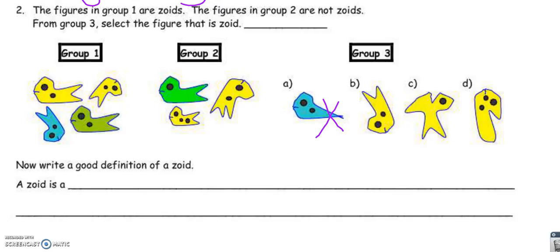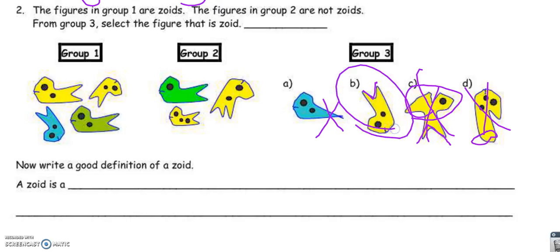Let's look at B and see, is that a zoid? Well, does the tail look the same as all of the zoids? Yes. Does the head look somewhat similar? Yes. So I'm thinking that looks good. Let's look at C. Does the tail look right? Looks okay. But look at the head. It does not look the same as the ones in group one. And look at D. What keeps it from being a zoid? If you look at the tail, it does not look like group one. So your answer here is B.